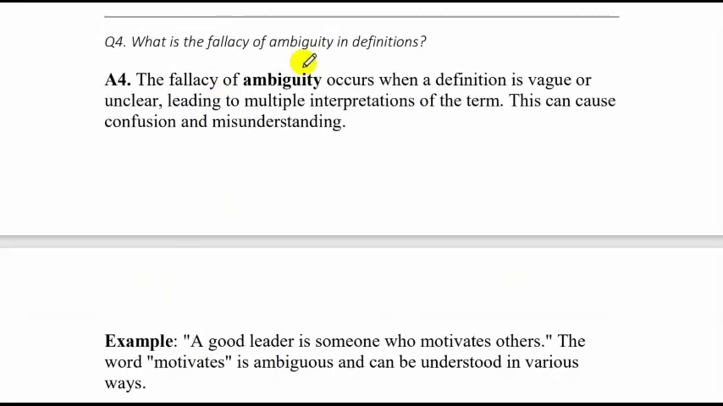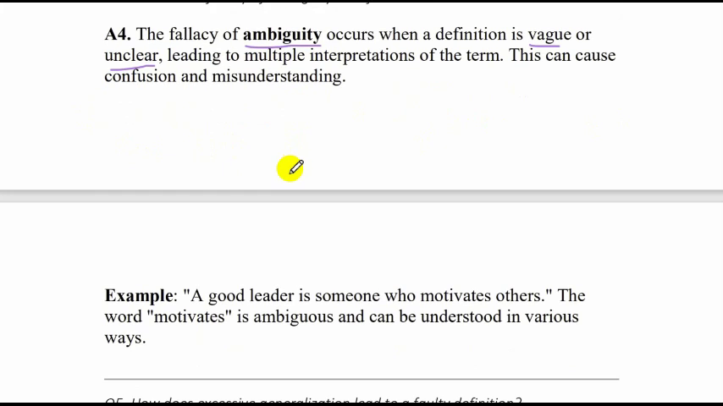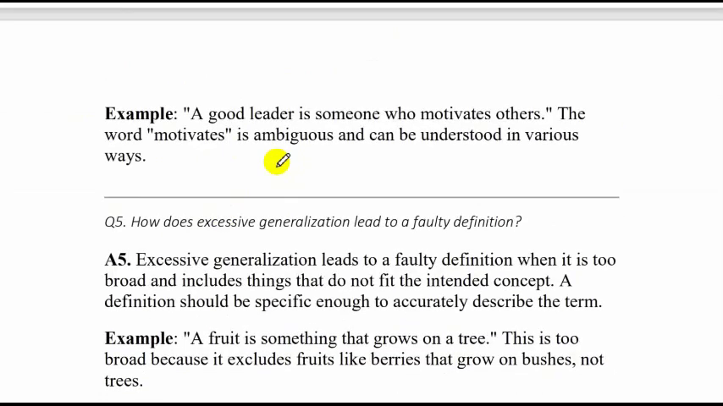What is the fallacy of ambiguity in definitions? The fallacy of ambiguity occurs when a definition is vague or unclear, leading to multiple interpretations of the term. So ambiguity means vague or unclear, which leads to multiple interpretations of the term. This can cause confusion and misunderstanding. Example: a good leader is someone who motivates others. The word motivates is ambiguous and can be understood in various ways. So it's not a good definition of a good leader.